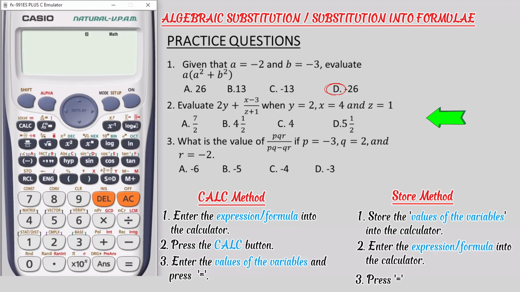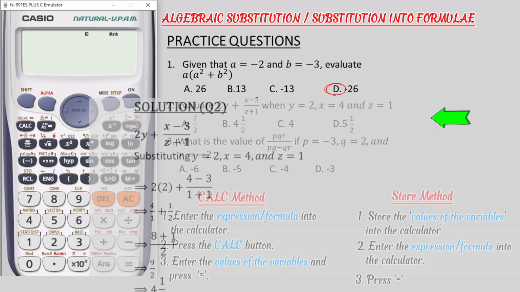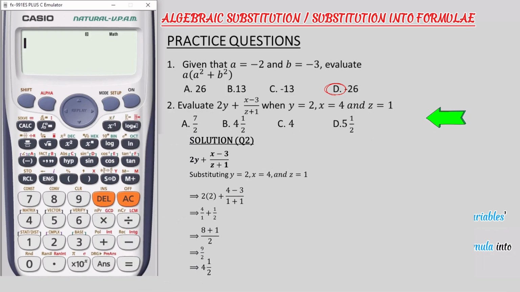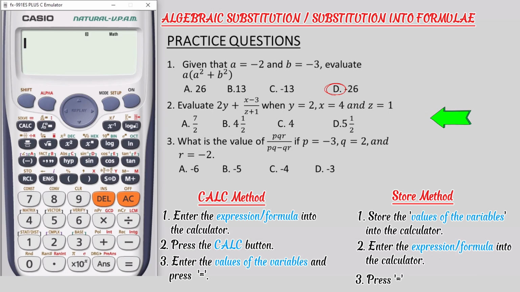Let us move on to the second question. Evaluate 2y plus (x minus 3) over (z plus 1) when y equals 2, x equals 4, and z equals 1. If you try to go by the manual way of solving, this is the solution to the question. You can pause the video and go through the solution. Now, let us move on to how to use the calculator to solve it.